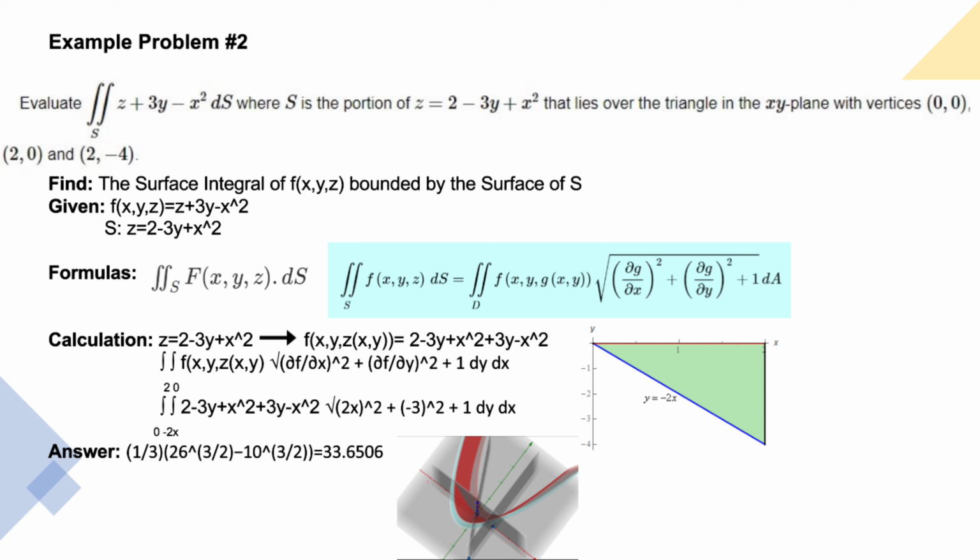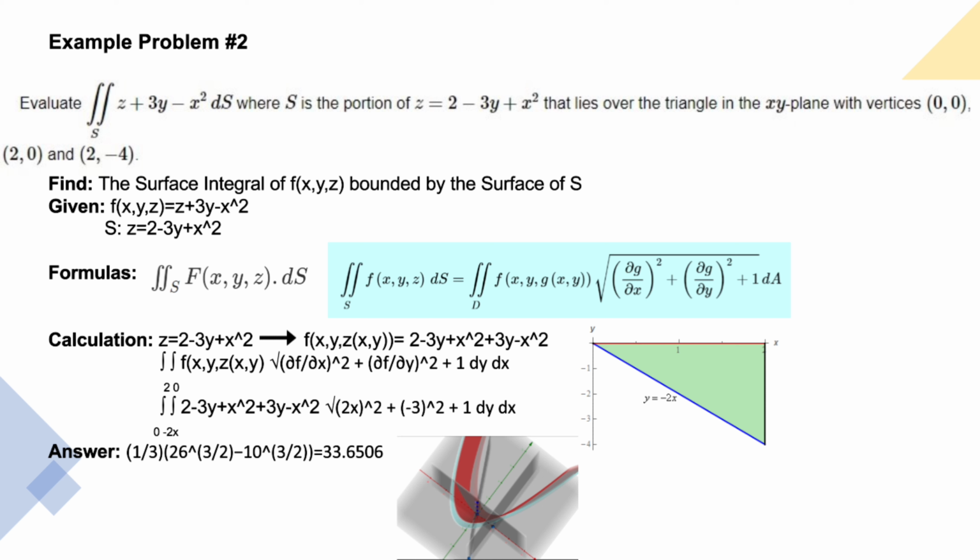Looking into example problem number 2, we are looking to evaluate the double integral of z plus 3y minus x squared, where S is the portion of z equals 2 minus 3y plus x squared that lies over the triangle in the xy plane with vertices (0, 0), (2, 0), and (2, -4).